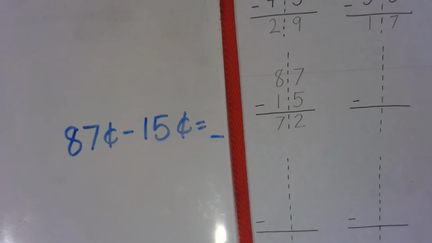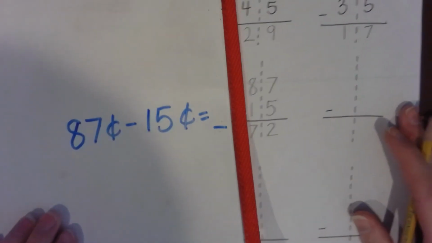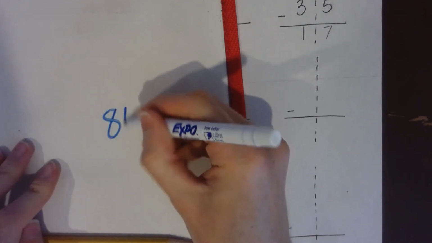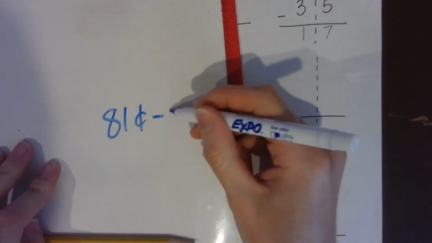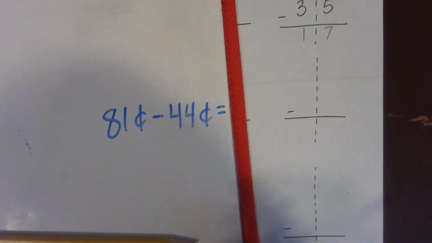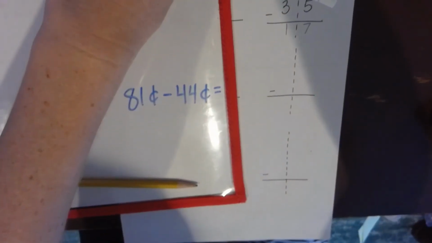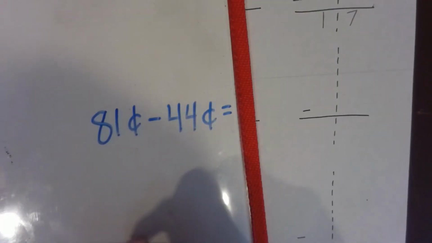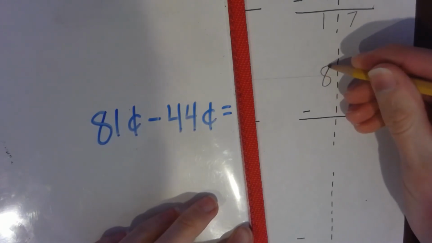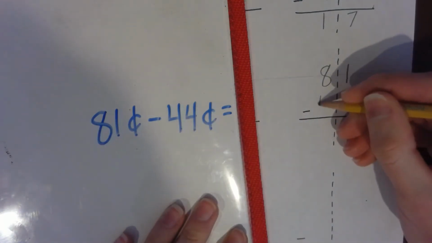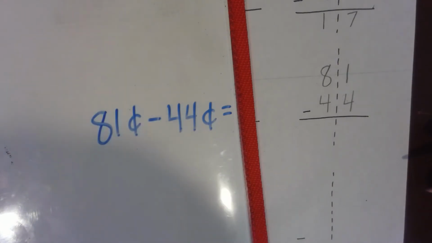Let's try another one. This will be our last one for this lesson. So, what if we have 81 cents minus 44 cents? How will we solve that? We're on the last one in the middle of our page. 81 will go up here, 8 dimes 1 penny, leaving a little space here for 44 cents, which will go 4 dimes, 4 pennies.